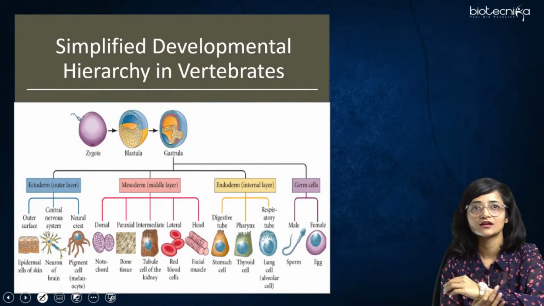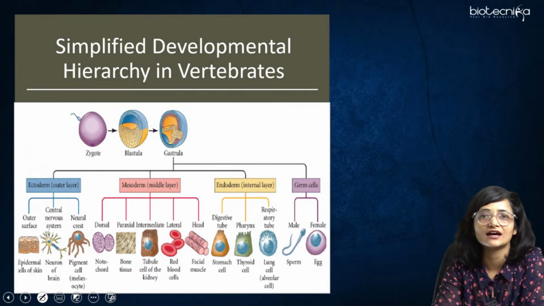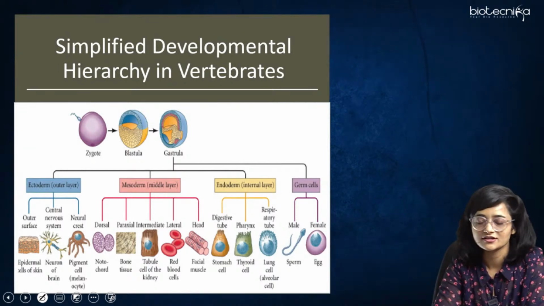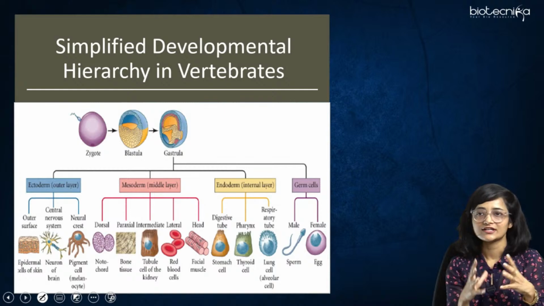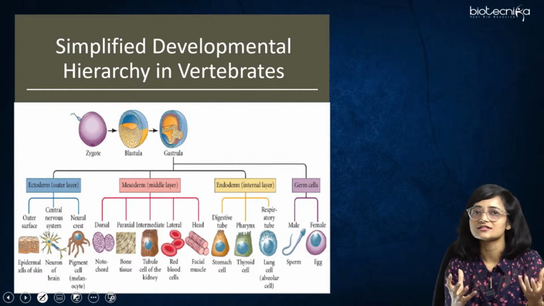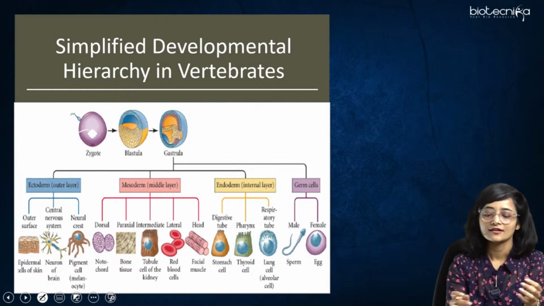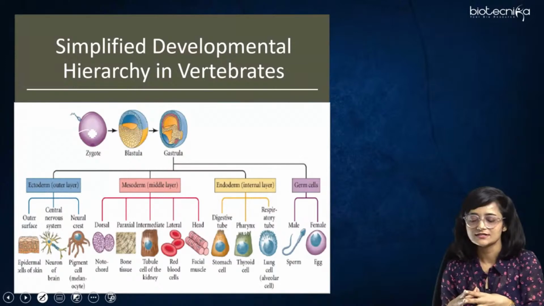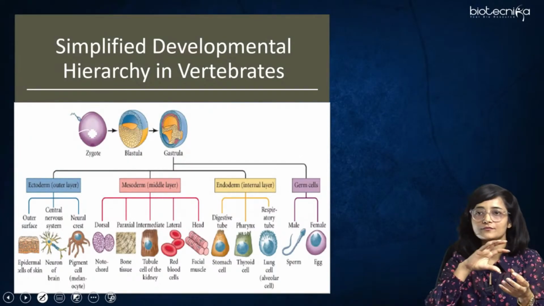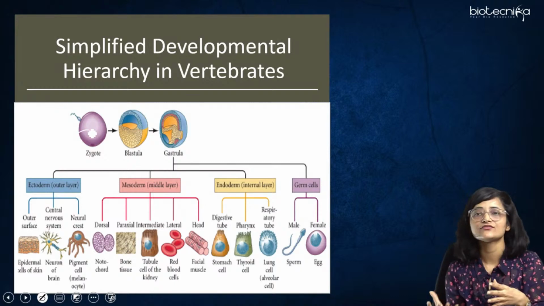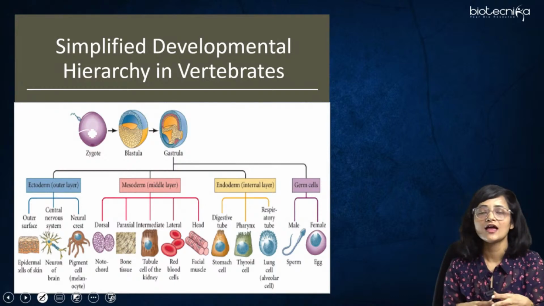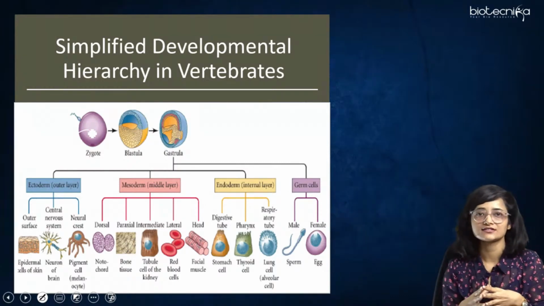So here comes the simplified developmental hierarchy in vertebrates. As we have discussed, a particular organism is there, fertilization takes place, the egg and sperm fuse and produce a zygote. Then what happens? Firstly the morula is formed, a 16-cell stage. Then a 64-cell stage is formed, that is the blastula. And after that gastrulation takes place.